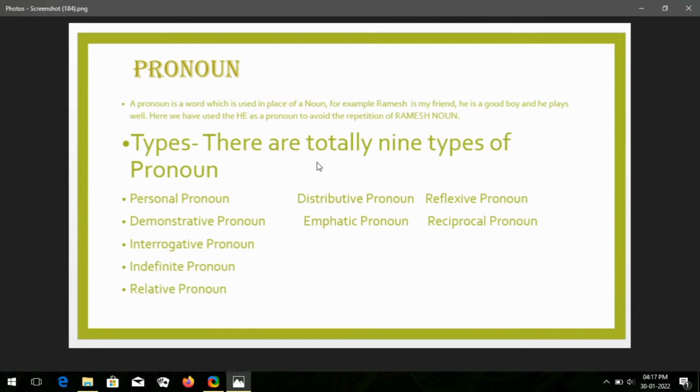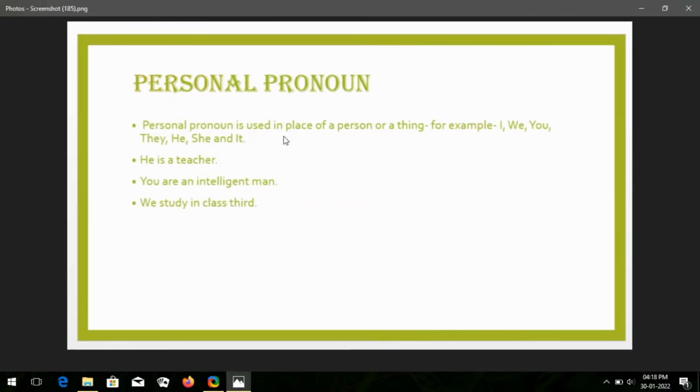Fine. There are totally 9 types of pronoun. Okay, friends. For example, personal pronoun, demonstrative pronoun, interrogative pronoun, indefinite pronoun, relative pronoun, distributive pronoun, emphatic pronoun, reflexive pronoun, reciprocal pronoun. Fine. So these are the types of pronoun. Let's move forward. One by one we go through each and every pronoun.